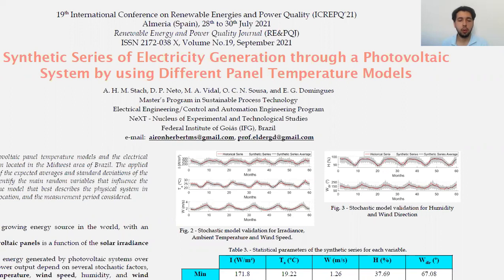Today I'm going to present a poster of an article entitled Synthetic Series of Electricity Generation through a Photovoltaic System by using different panel temperature models. This work is part of my master's research and compares three temperature models of photovoltaic panels and electricity produced from a photovoltaic system located in the Midwest region of Brazil through the evaluation of expected errors and standard deviations. The results indicate, through a stochastic analysis, the model that best describes the physical system in relation to photovoltaic technology, location, and measurement values.